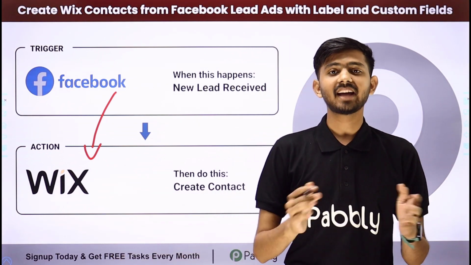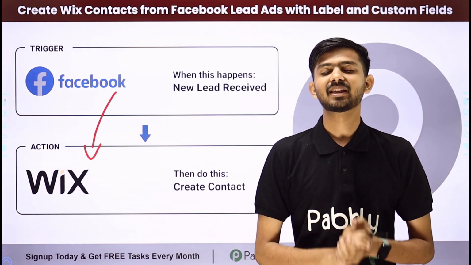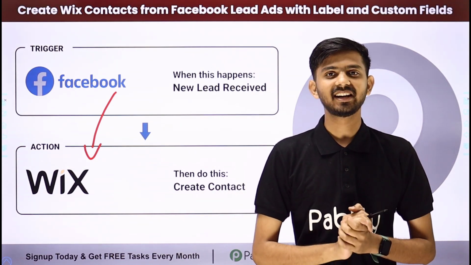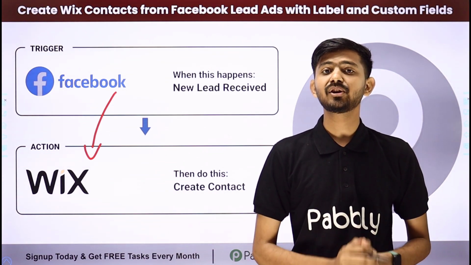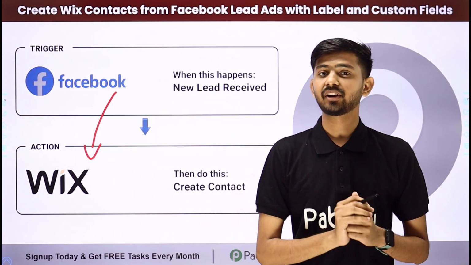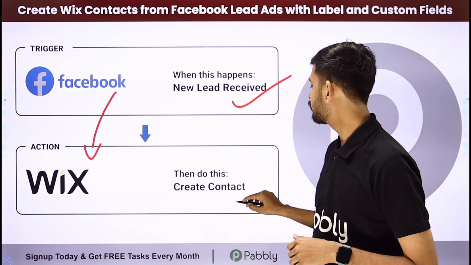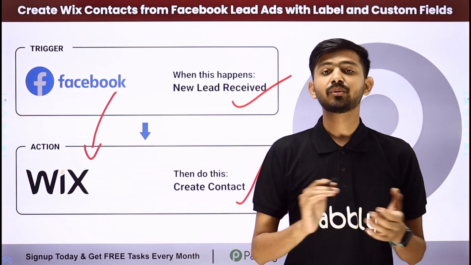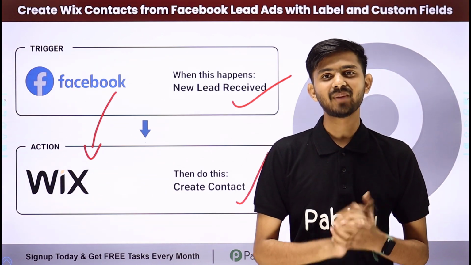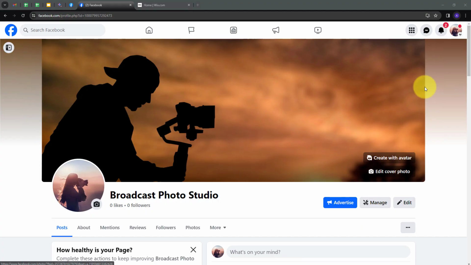So for creating this connection, I'm going to use Pabbly Connect, which is an amazing software for automation and integration. In Pabbly Connect, I'm going to use trigger and action. In trigger application, I'm going to use Facebook lead ads. In action application, I'm going to use Wix. So how am I going to build this connection? For that, let me take you to my computer screen. I hope you can all see my computer screen.